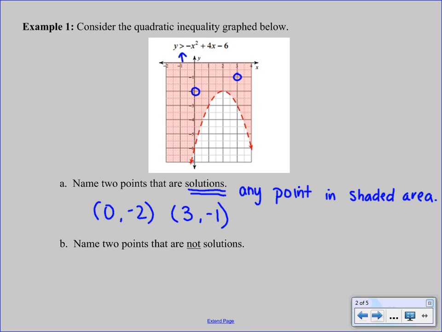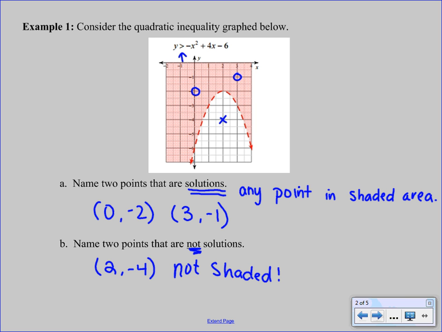In part B, we want to look at 2 points that are not solutions. So that means they cannot be shaded. So one example would be (2, -4). So I just put an X there saying, okay, this is not a solution because it's not in the shaded region. Now here's an interesting point.